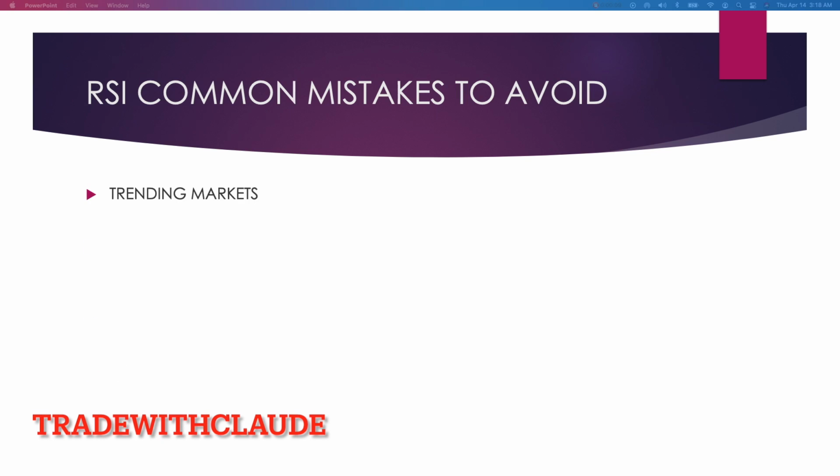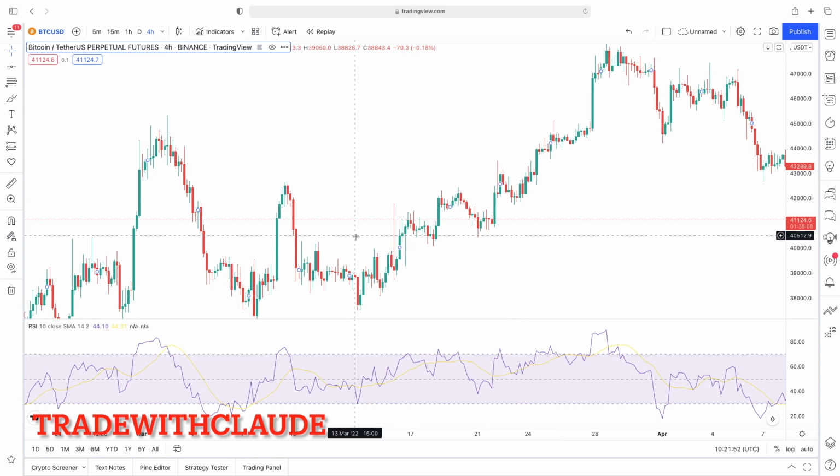trending markets. So what does this mean? A trending market is a market that has an uptrend or a downtrend. So when I say mistakes to avoid, trending markets, when you're using only the RSI to trade, the first thing you should avoid is the trending markets. I will go into the chart and show you why you should avoid trending markets anytime you're trading using the RSI. I want to show you all what a trending market is.